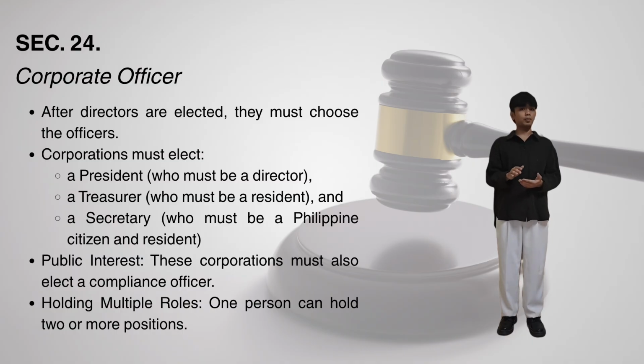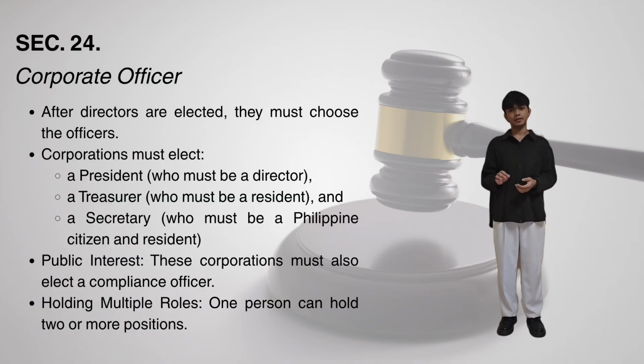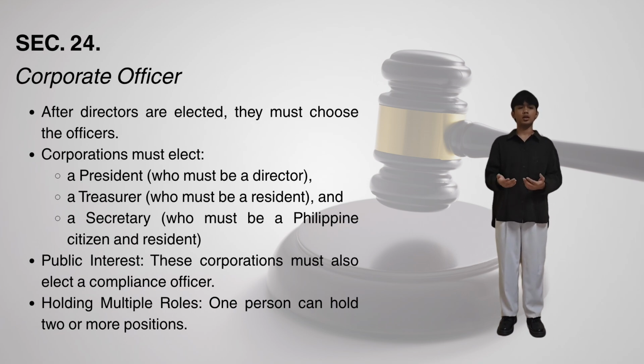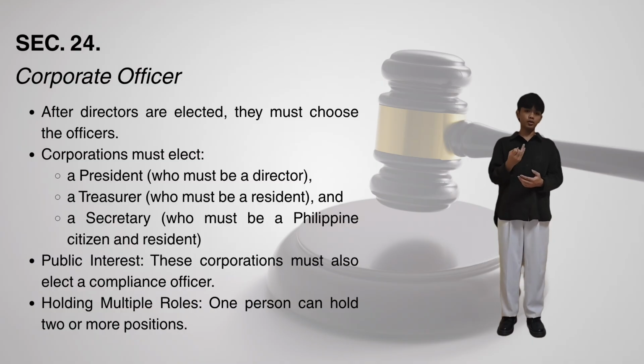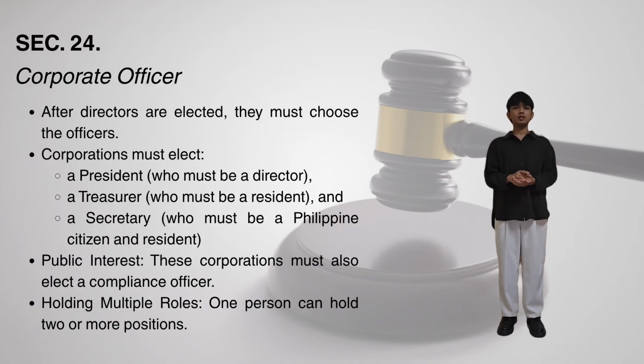If a corporation deals with the public interest, meaning a lot of people rely on it, the board has a duty to elect a compliance officer. This person's job is to make sure the company follows all the laws and regulations. Second, when it comes to holding multiple jobs, one person can hold two or more officer positions. For example, the same person can be the vice president and the secretary or treasurer. The only rule is that the president cannot be the secretary or the treasurer.